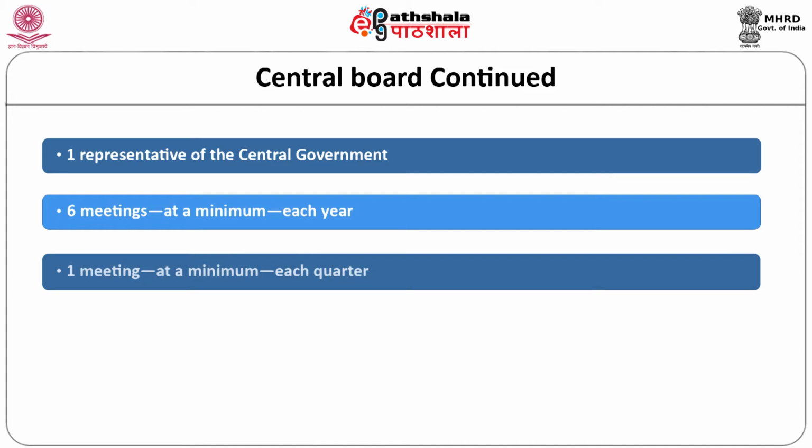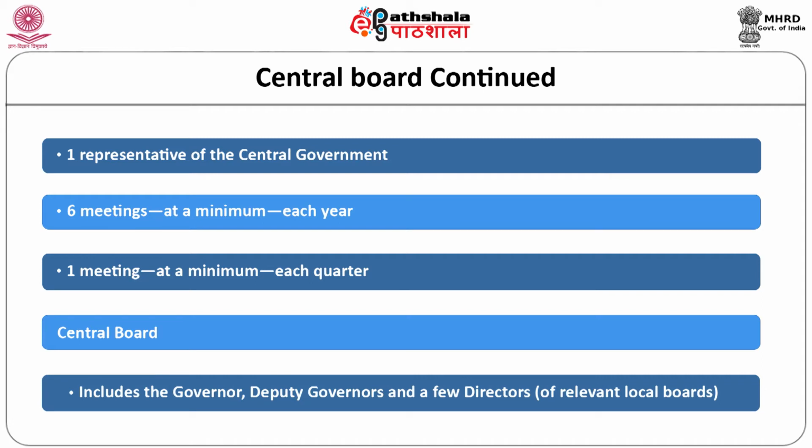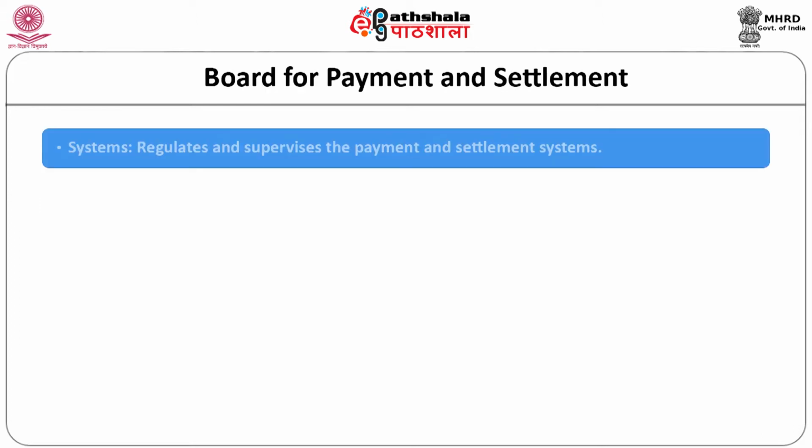Committee of the Central Board. It oversees the current business of the Central Bank and typically meets every week on Wednesday. The agenda focuses on current operations, including approval of the weekly statement of accounts relating to the issue and banking departments. Board for Financial Supervision. It regulates and supervises commercial banks, non-banking financial companies, development financial institutions, urban cooperative banks, and primary dealers. Board for Payment and Settlement Systems. It regulates and supervises the payment and settlement systems.